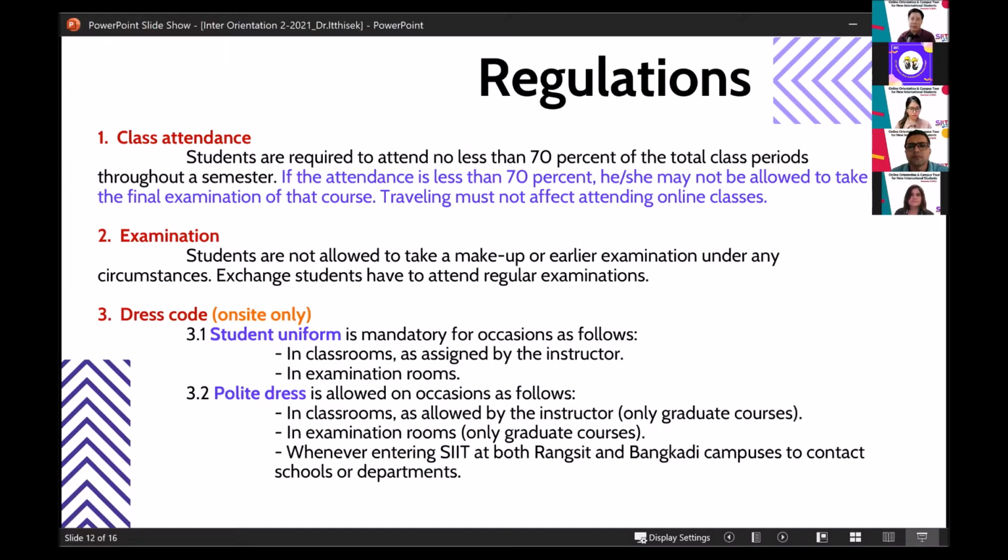Okay, so you will notice that if you come to the on-site classes, especially for the undergraduate students, the instructors may ask you to wear the student uniform when you come to the on-site classes, and also in the examination rooms if you are an undergraduate student. But for graduate students, you have the choice to wear polite dress, in classrooms if the instructor allows, and also in the examination rooms. By polite, I think we all know what polite means, but let's just say no bikinis, and no shorts into the examination, and you should be okay. When you come and contact the SIIT office, you should also dress appropriately.